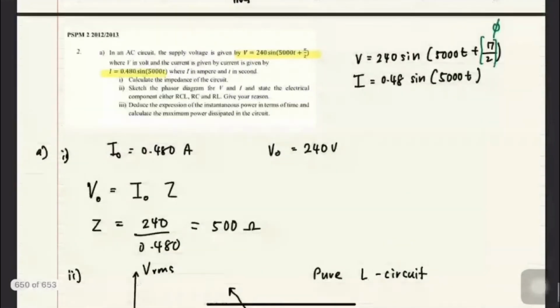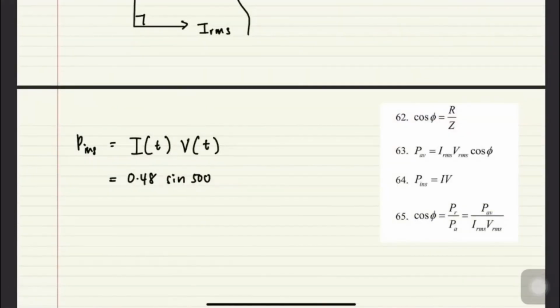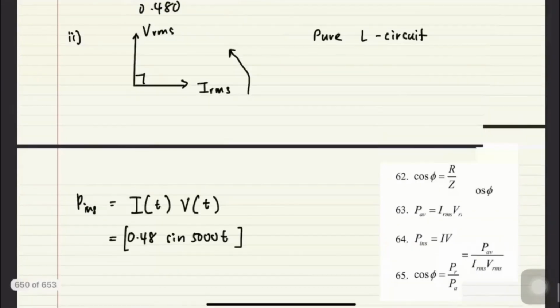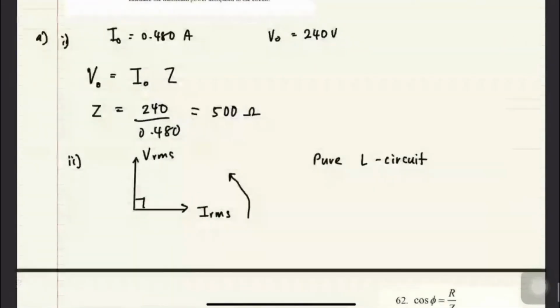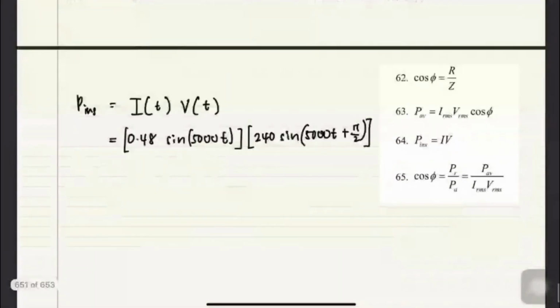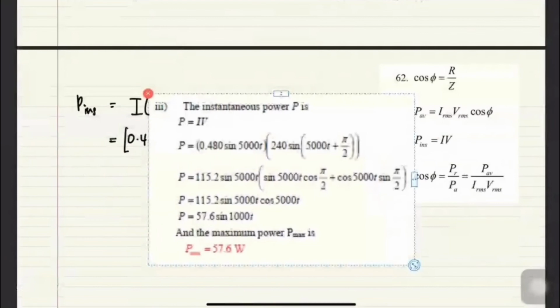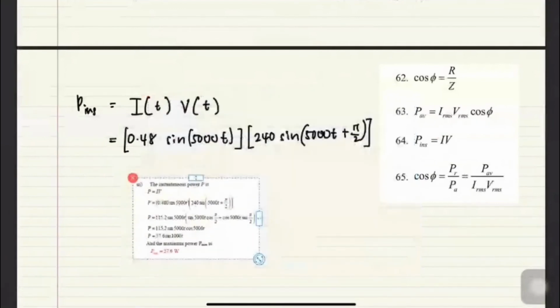We need to substitute them in. 0.48 sin 5000t, multiplied with 240 sin(5000t plus pi over 2). Okay. And then the next step is basically you have to do mathematics, take identities and so on. So usually in an exam, this kind of question will give the identity. If they don't give it, they don't expect you to memorize it.